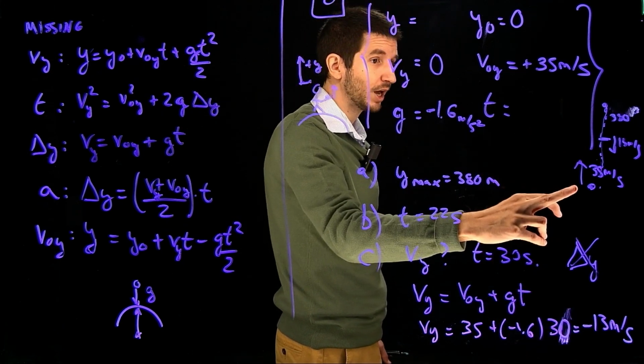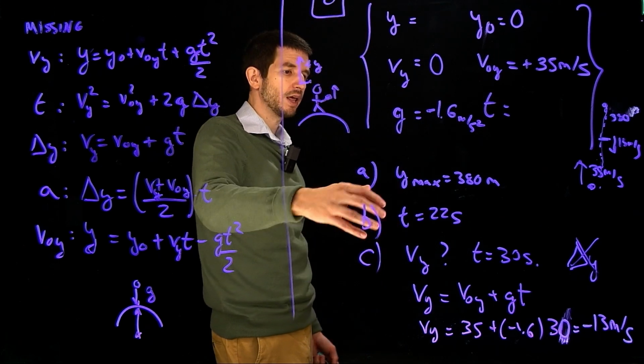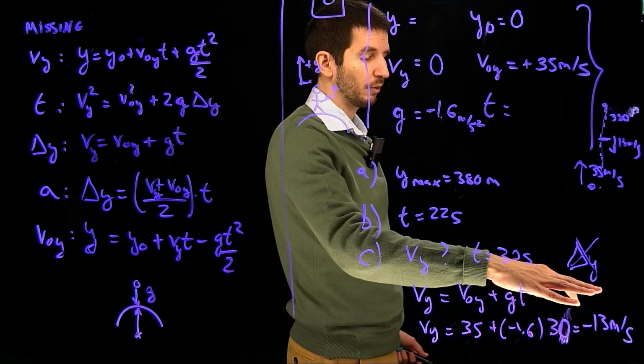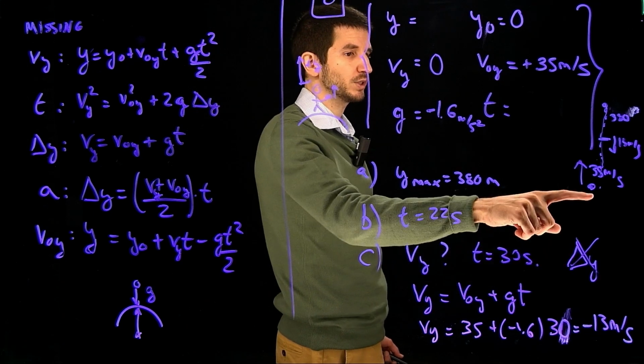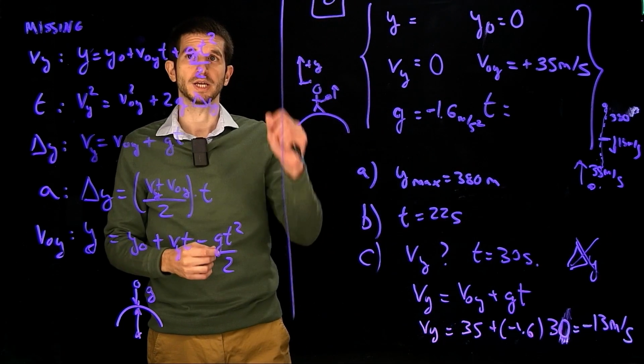If we calculate how much time it takes to fall, then we can use the same equation and figure out the velocity when it fell. When it touches the surface, it's going to be, again, negative 35 meters per second. It's always the same case. It's always symmetric.